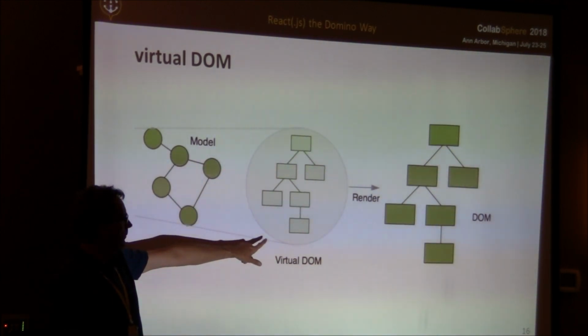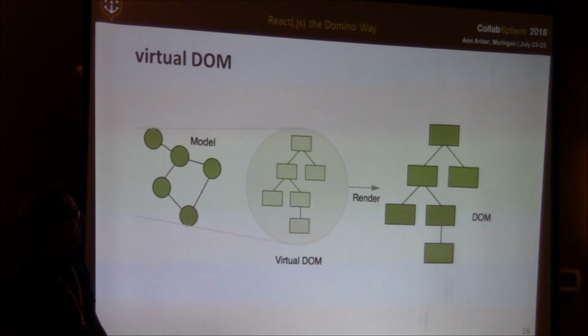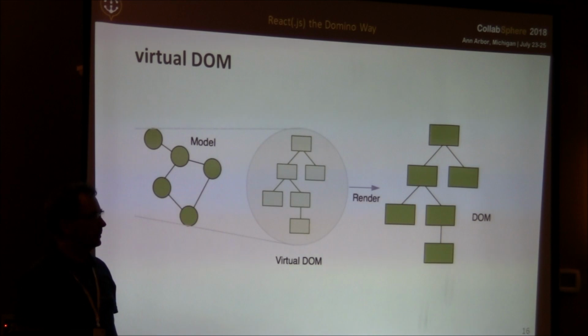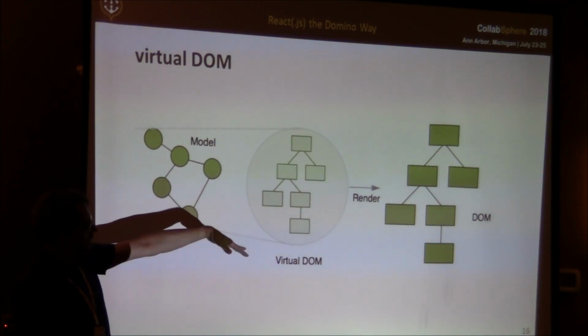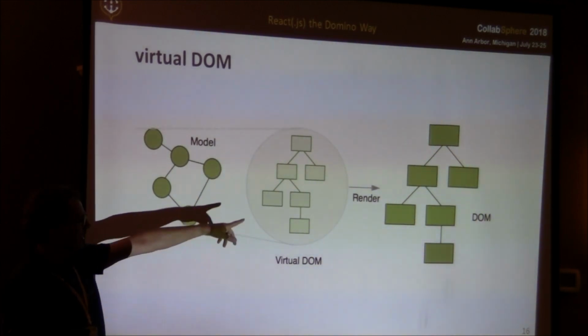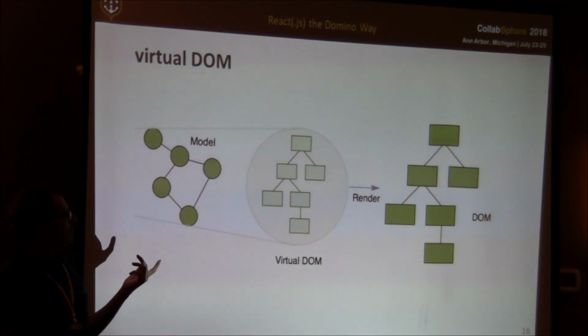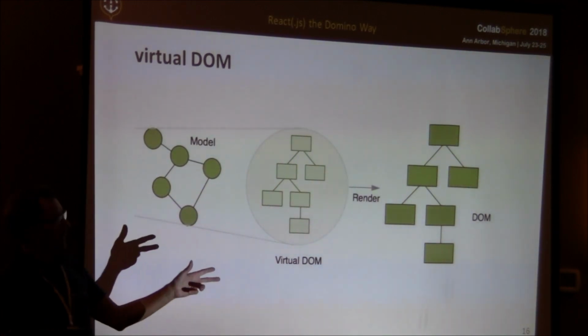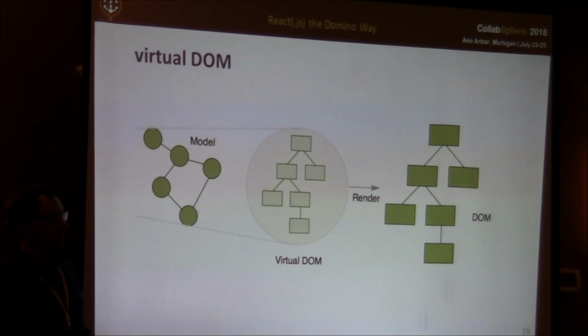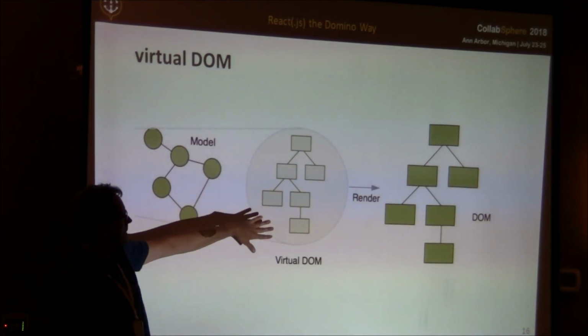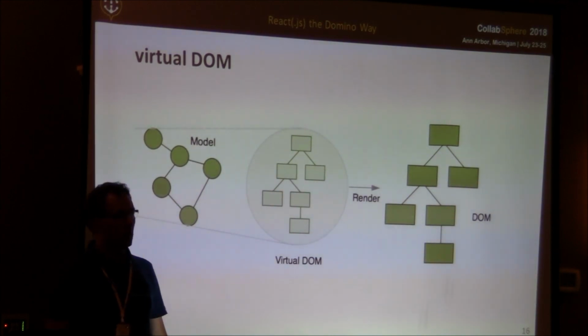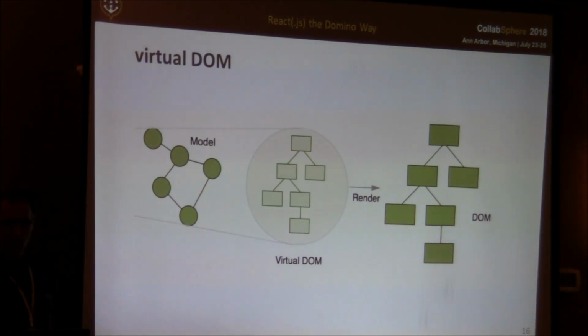Okay, so we calculate a virtual DOM, and then we have a renderer which takes care of transferring to the DOM. And this is a DOM for the normal web browser. There are other renderers, for React Native for instance, for native iOS and Android. So it's the same here, but it just renders other things in the real world.